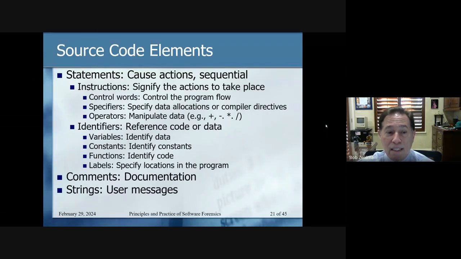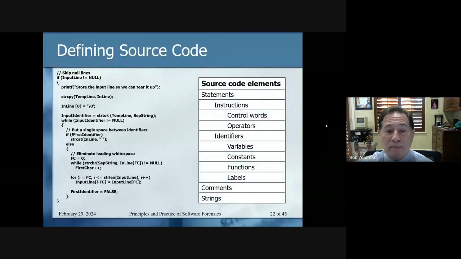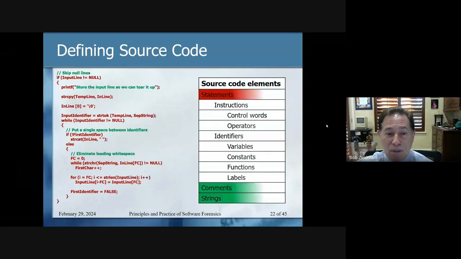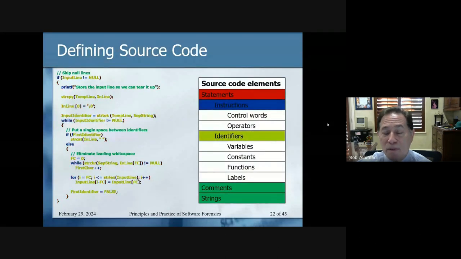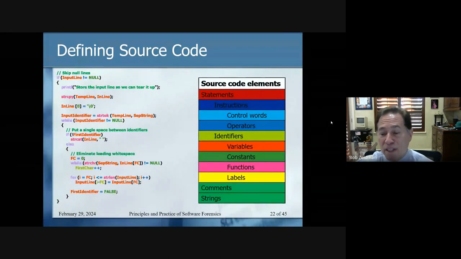And, well, here's an example. On the left is a small C++ program, and I've color-coded it so you can see how it's divided into statements, comments, and strings, how statements are further divided into instructions and identifiers, and those instructions and identifiers are further divided.